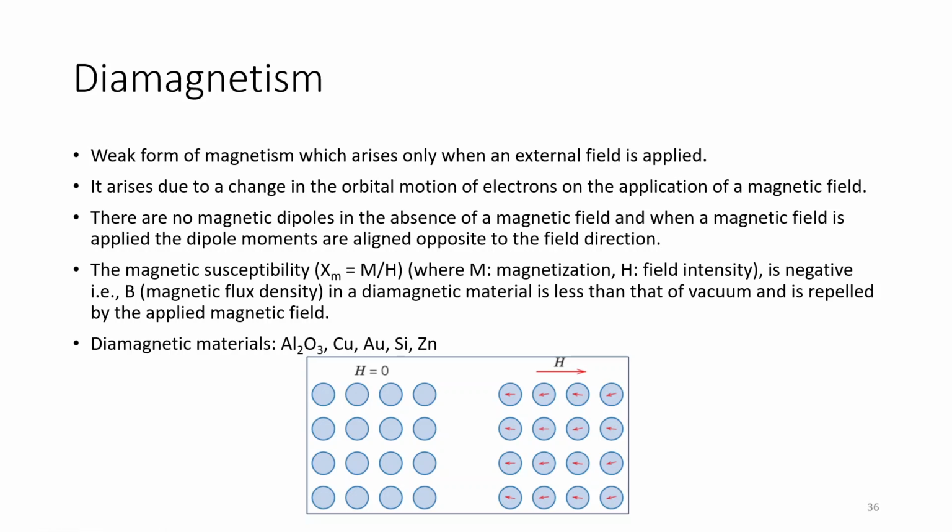Now the types of magnetic properties or types of materials. First is diamagnetic materials. In this case, this is the weak form of magnetism which arises only when an external field is applied.